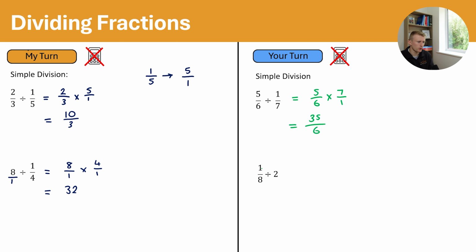In this second example, we're doing 1/8 divided by 2, and I'm just going to rewrite that 2 as 2/1. I can then say that dividing by 2 is the same thing as multiplying by the reciprocal of 2, which is 1/2, and I'll do 1/8 multiplied by 1/2 to give me 1/16.